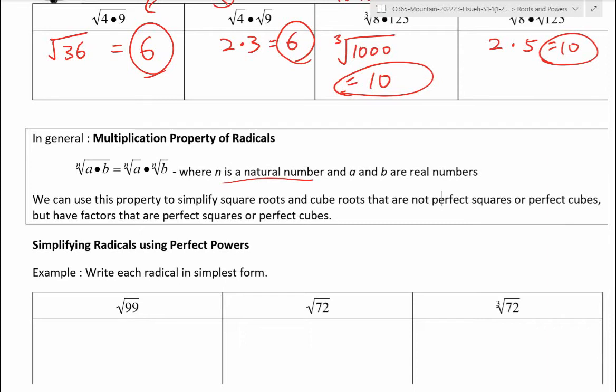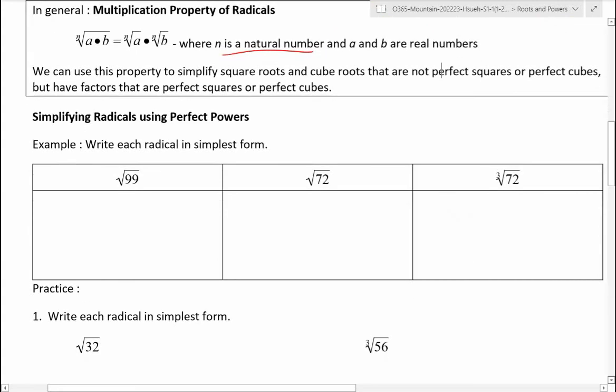Okay, but we do have some factors for those radicands that are perfect squares or perfect cubes. So for example, we have square root of 99. How are we going to simplify this? Well, if we think about some of the perfect squares, we have 1, 4, 9, 16, 25, 36, 49, 64, 81, and 100, and so on. These are the perfect squares.